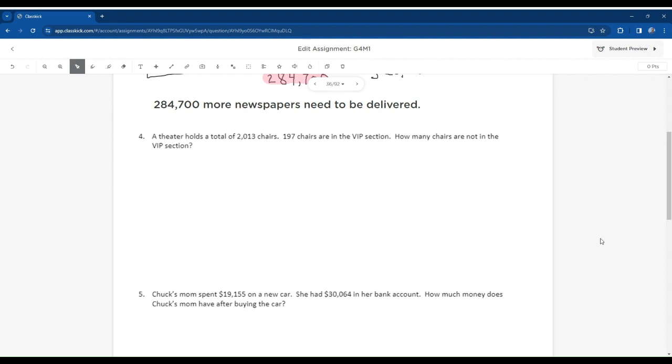Number 4, a theater holds 2,013 chairs. 197 chairs are in the VIP section. How many chairs are not in the VIP section?